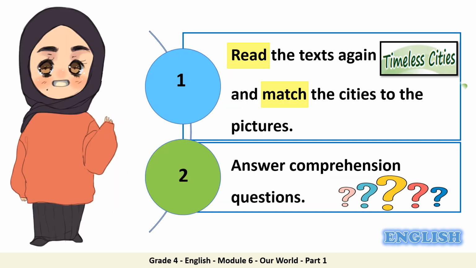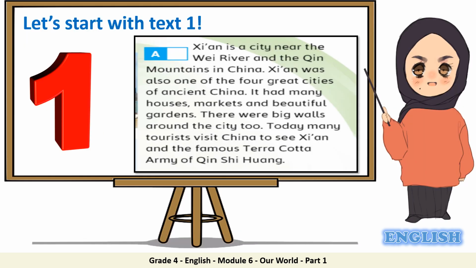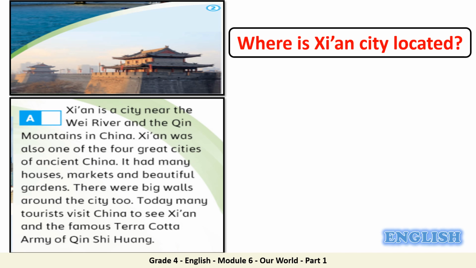Well done with your reading. You were able to match the cities to the pictures correctly. Let's move to step number 2. Answer comprehension questions. Now I'll check if you know all the details in the text. Let's start with text number 1. Let's read the first question. Where is Xi'an City located?